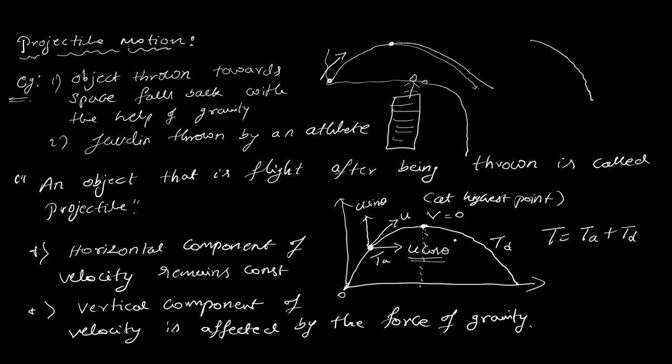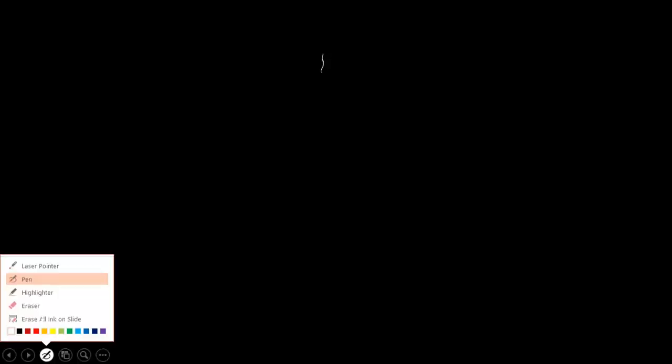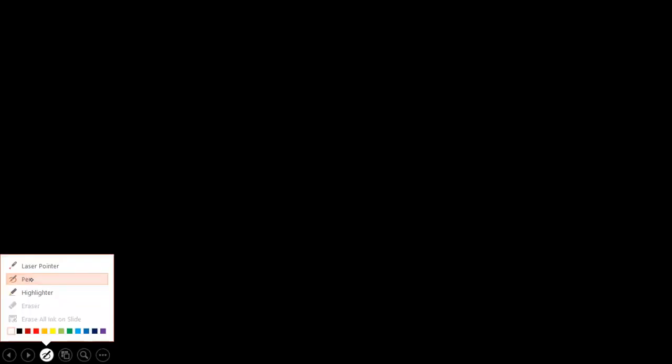Now let's prove the trajectory of a projectile. A very important question: we are learning that the trajectory of a projectile is a parabola. How to prove that?